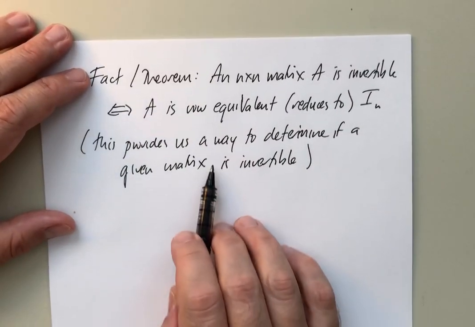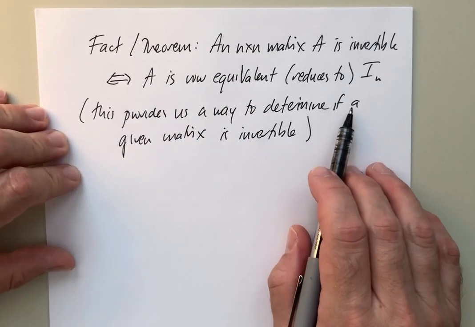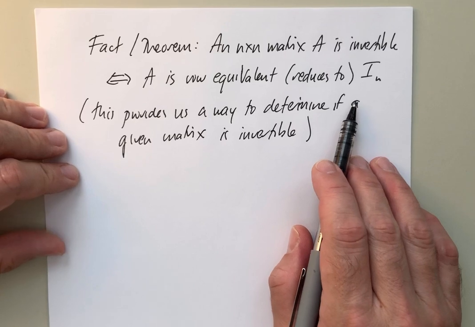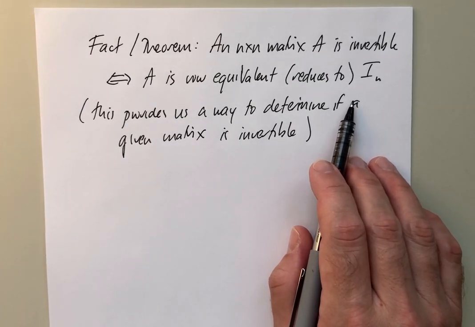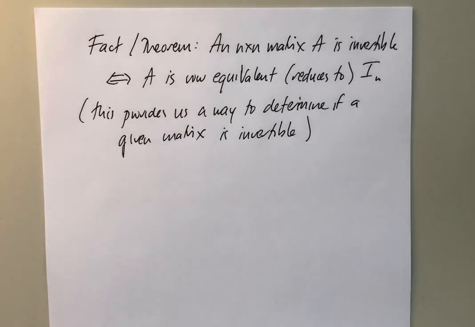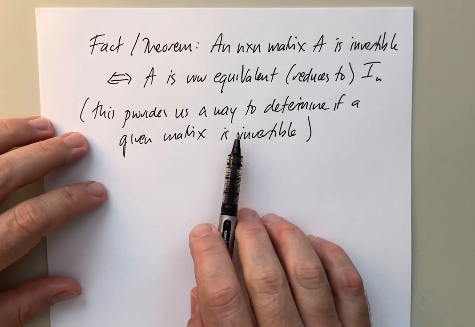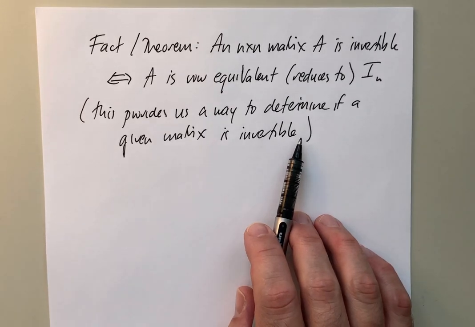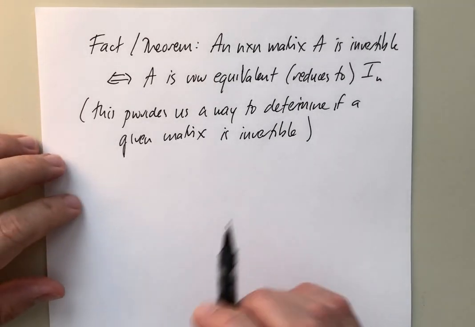All I do is I row reduce it, and if it reduces to the identity matrix, which of course is a reduced echelon form, then I know it's invertible. If not, if it reduces to something else with missing pivots, then I know it's not invertible. And we'll see that this actually also gives you a way to construct the inverse. So I'll talk about that as well.